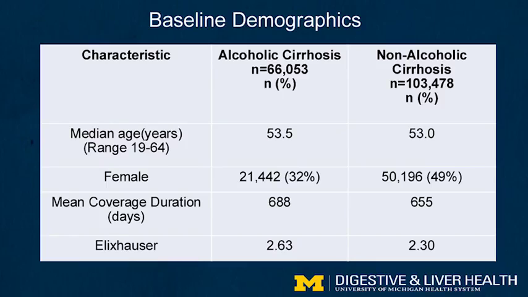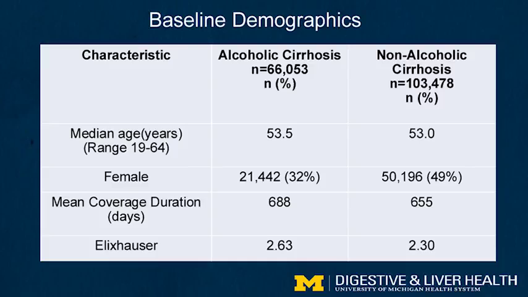So it's a big data set, it's very well characterized, and it gets us this larger sense of what's happening with these patients across the nation. We looked at this from 2009 to 2015, and we defined it by ICD-9 codes, which is how most administrative claims data sets are done, where you look at the ICD-9 code and define it in that sense. At baseline, these patients' ages were roughly similar. So we had about 66,000 patients who had alcohol-related cirrhosis and about 100,000 that had non-alcohol-related cirrhosis.